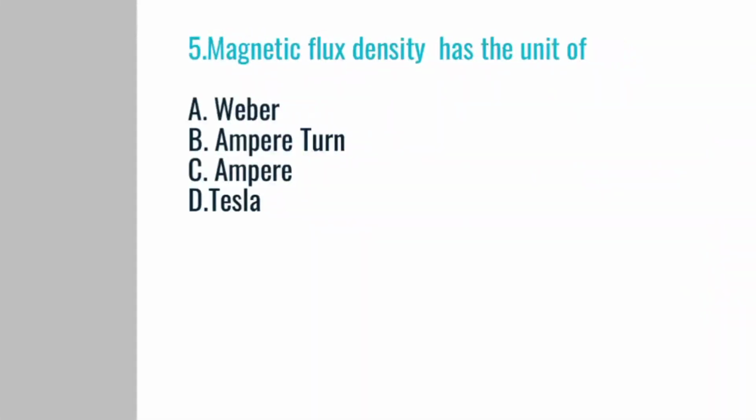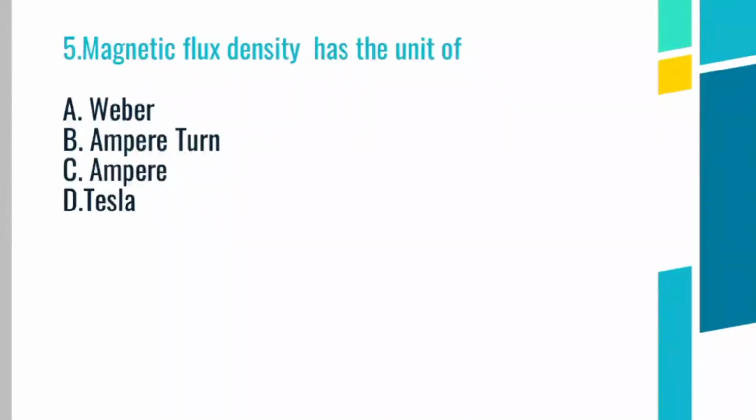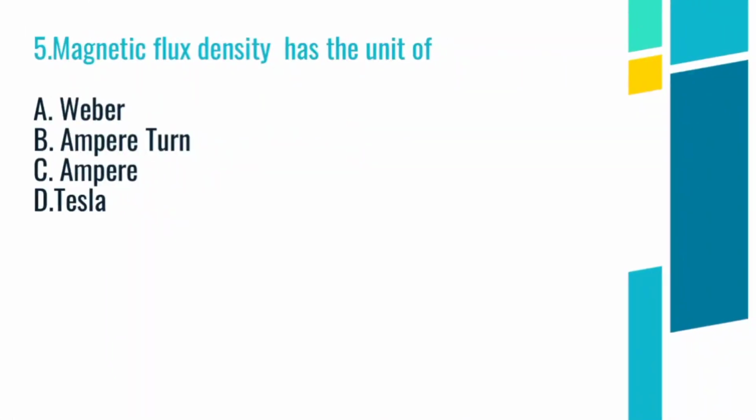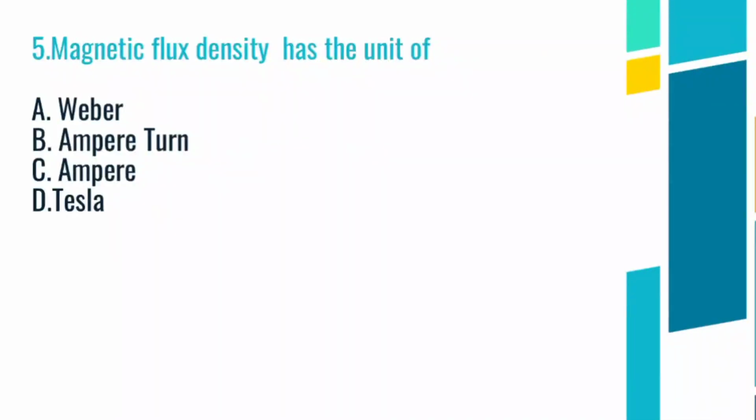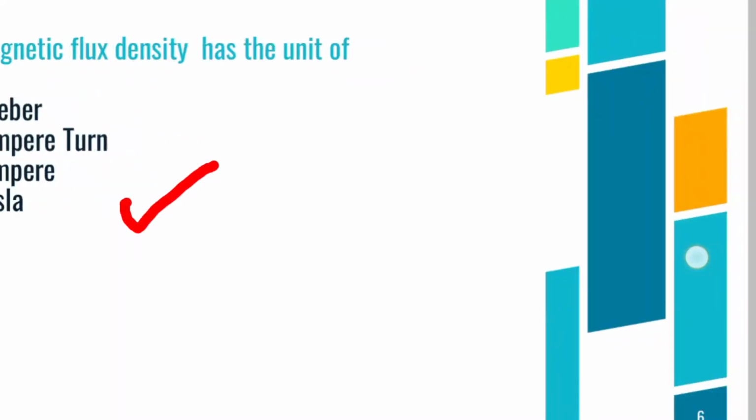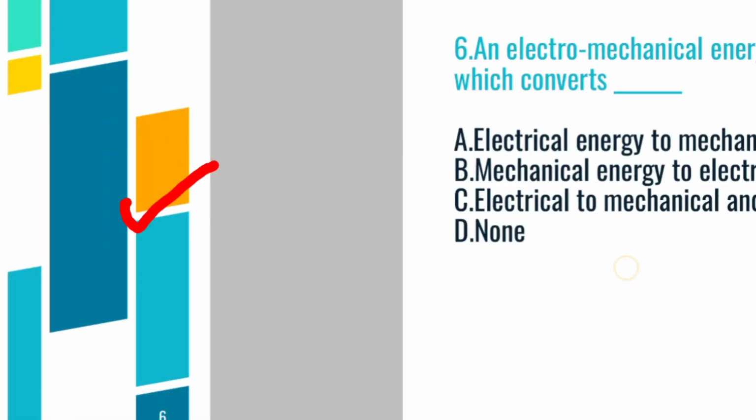Coming to the next question, the magnetic flux density has the unit of, what is the unit of magnetic flux density? A Weber, B ampere turn, C ampere, D Tesla. Weber is the unit for magnetic flux, whereas the magnetic flux density unit is Weber per meter square. But in the options they didn't mention Weber per meter square. Weber per meter square is also called Tesla. Tesla is the unit for magnetic flux density. Hence D is the answer.